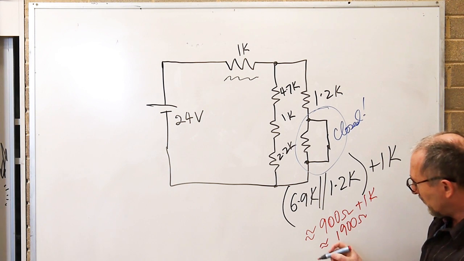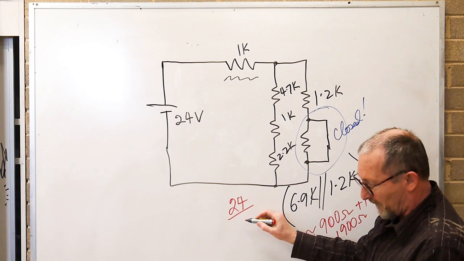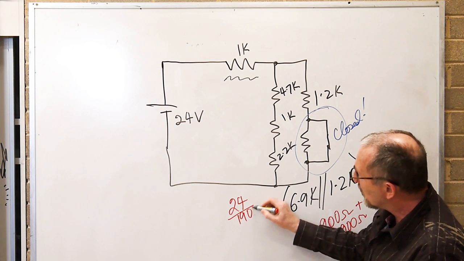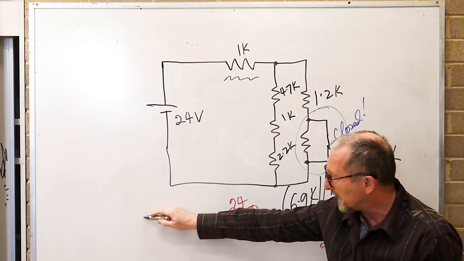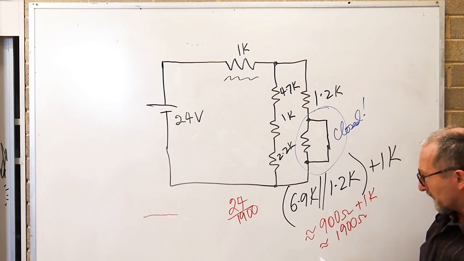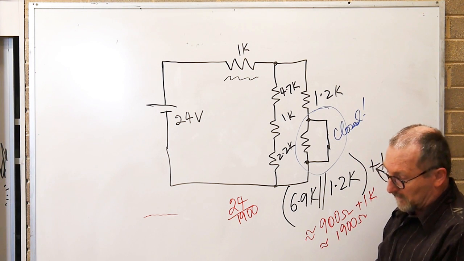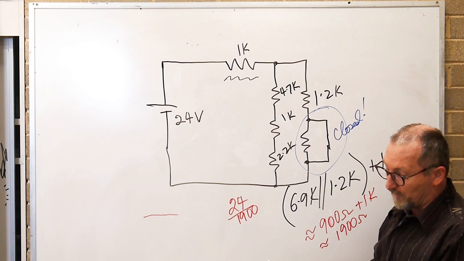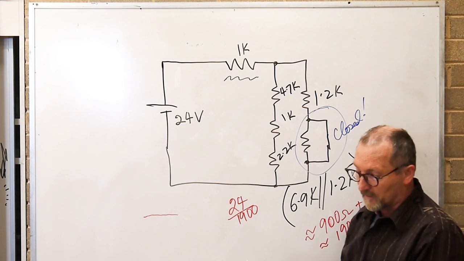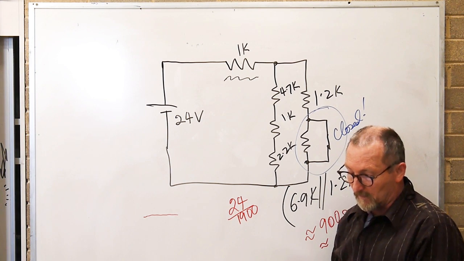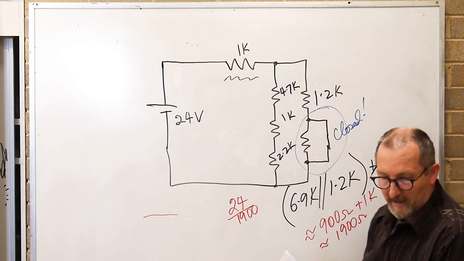And 24 divided by that 1,900. I'll have to be a bit careful here. I know on the camera I'm probably about here, so I'll probably just wipe some of that off. It's all right, I won't do that on the next slide. And that's for the current, the total current. It was asking for the total current in this circuit. The total current I worked out to about 12.6 milliamps.